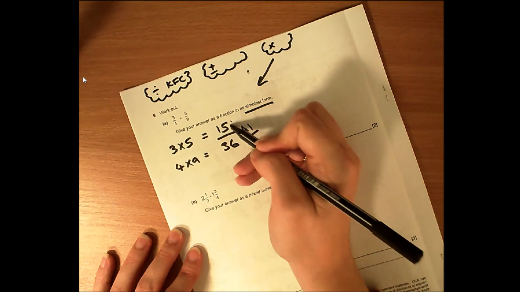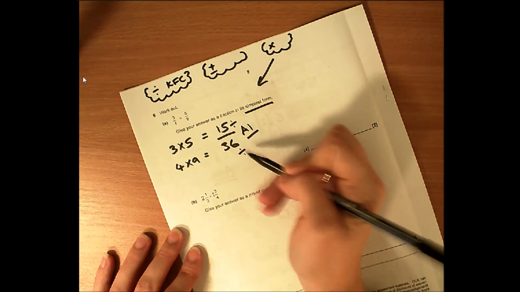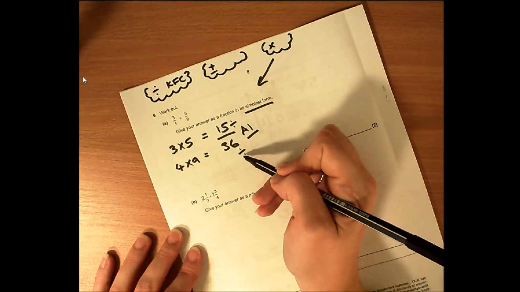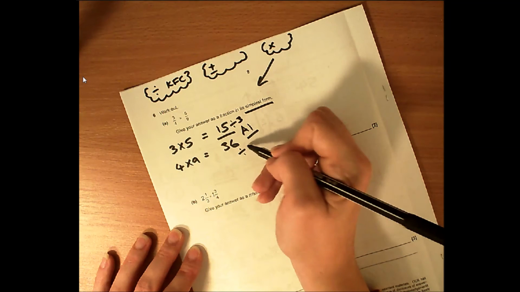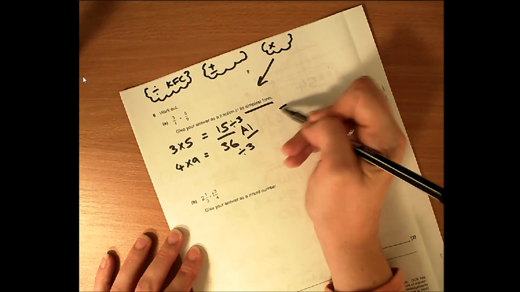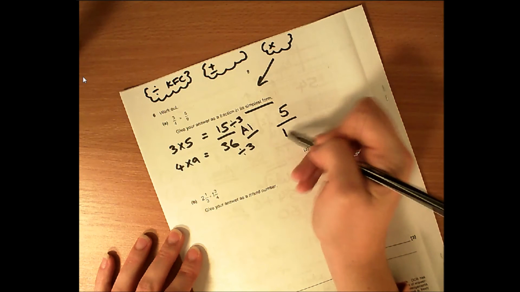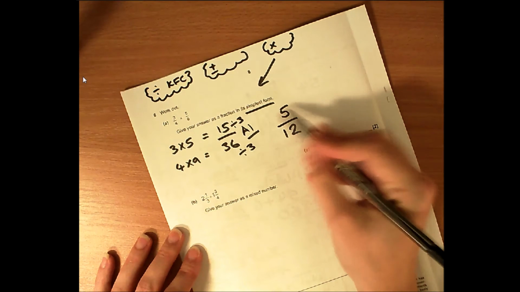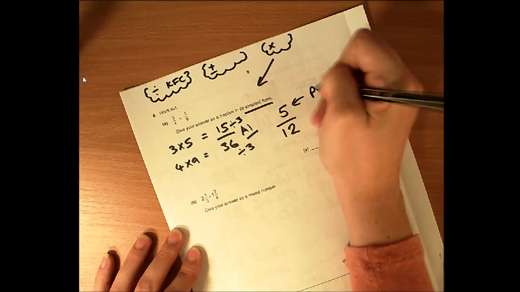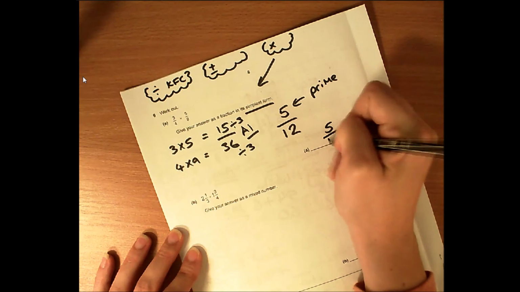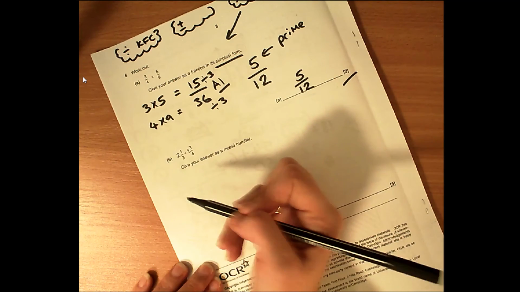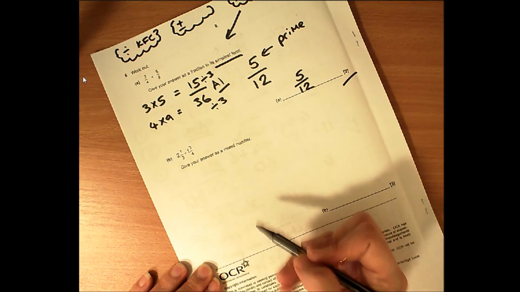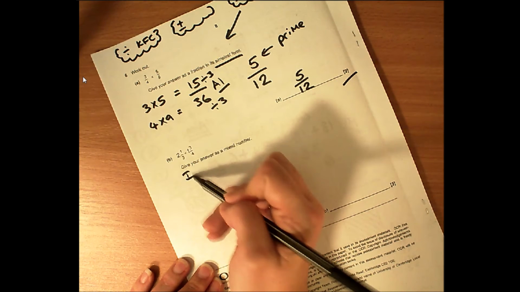That means I need to reduce the values of 15 and 36. I need to divide them both by something. Well, I can see that they're both divisible by 3. So what I'm going to do is show the examiner, write that down, show him that I'm dividing by 3. 15 divided by 3 is 5, 36 divided by 3 is 12, so that's my final answer. I know I can't go any further because 5 is prime, so look out for that. There's my 2 marks.